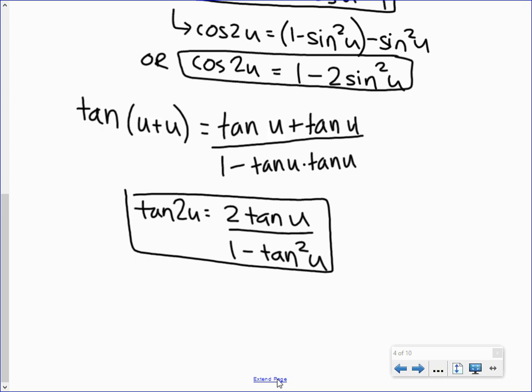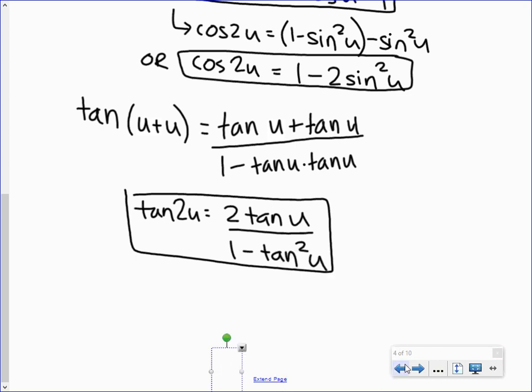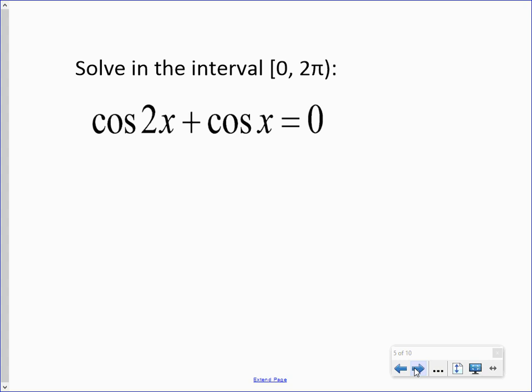All right, how are we going to use the double angle formulas? We can solve equations. So cosine of 2x plus cosine of x is equal to 0. And we want to solve in the interval from 0 to 2 pi.